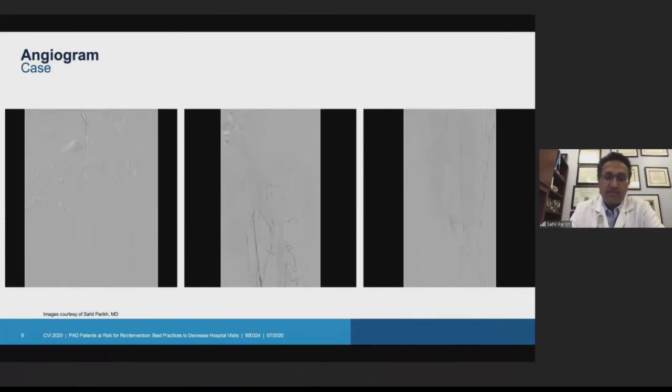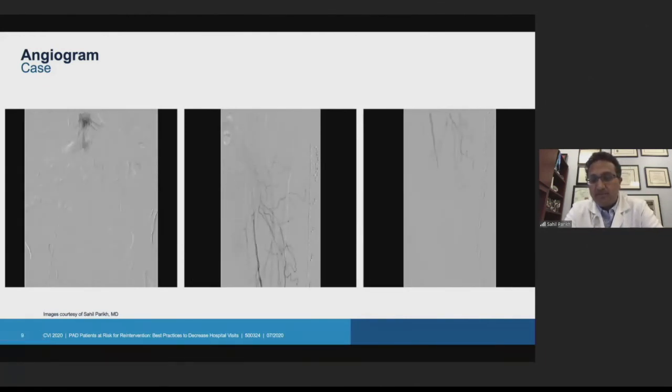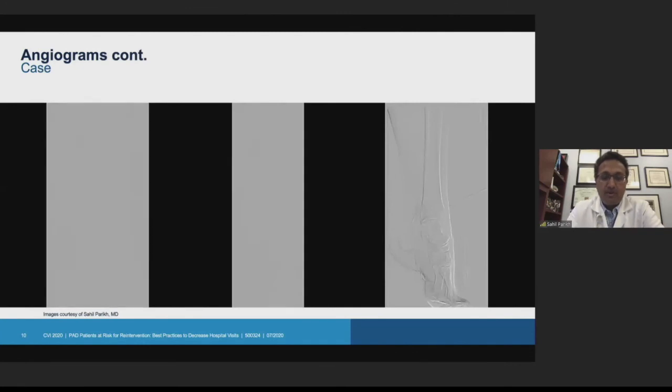You can see the inflow is relatively clean, and she has a relatively short occlusion of the distal SFA with reconstitution via profunda collaterals. And as you'll see, she has pretty good runoff below the knee. So this is not one of those shock and awe kinds of cases that you'll see from my colleague, Dr. Shishehbor, shortly. This is a day in the life of a peripheral interventionalist. And this is the type of patient that would have been enrolled, I think, in the clinical trials.